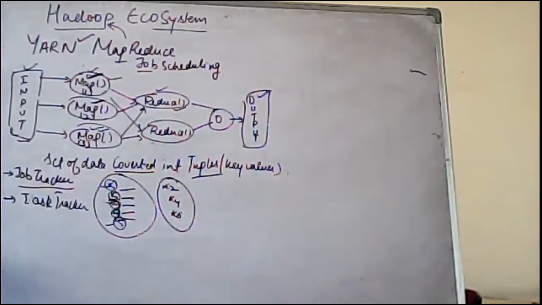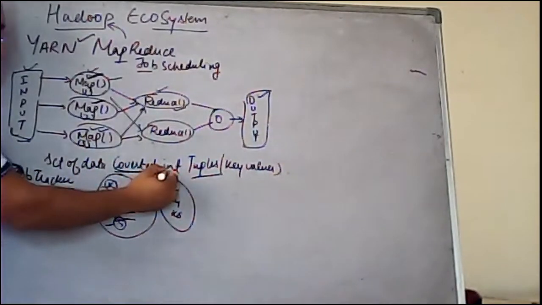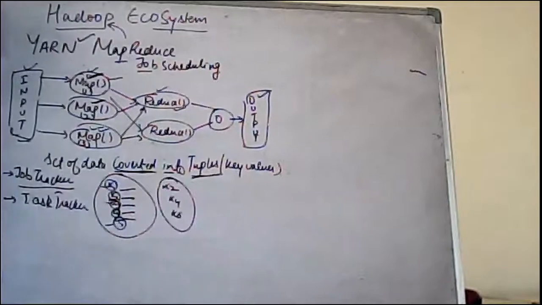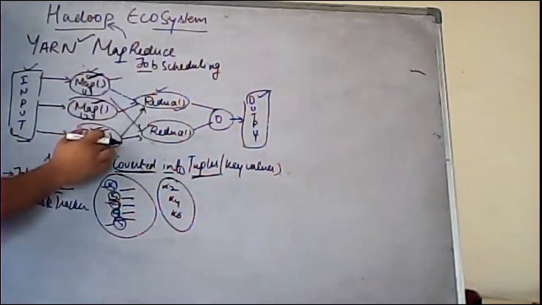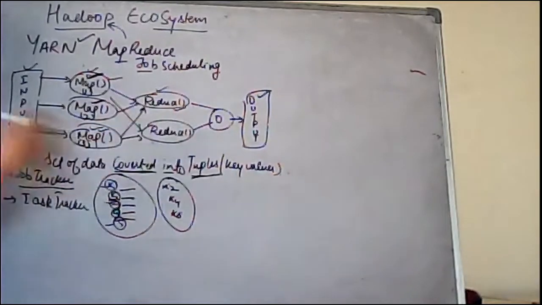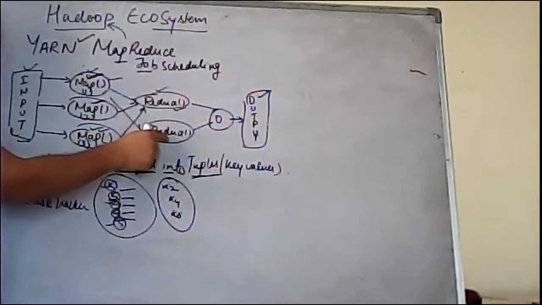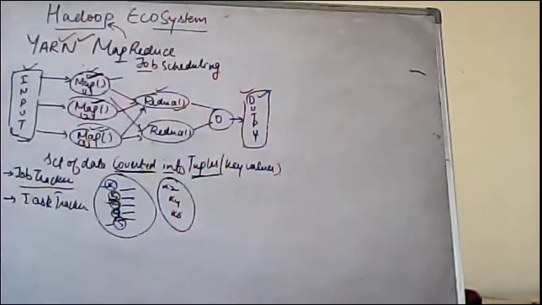What is the functionality of your map function? Your data will be converted into tuples. It means your key values will be generated according to these functions. Again, these key values will be reduced. Only the values that are usable for us will be accepted. Then they will reduce that key value, and the value that is usable for us will be our output. That is the function of your job.